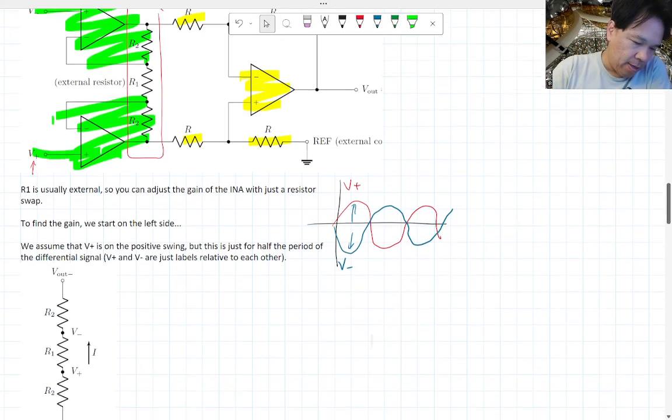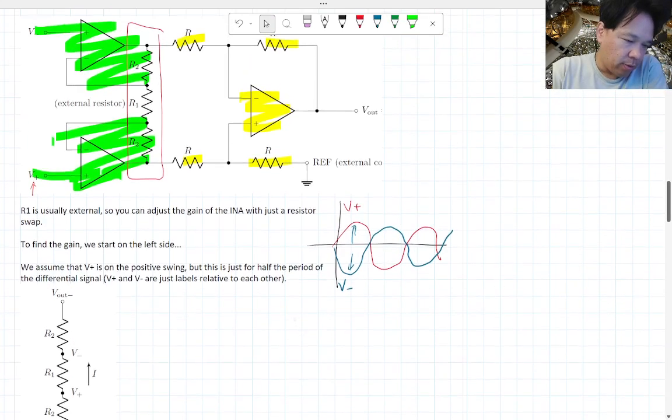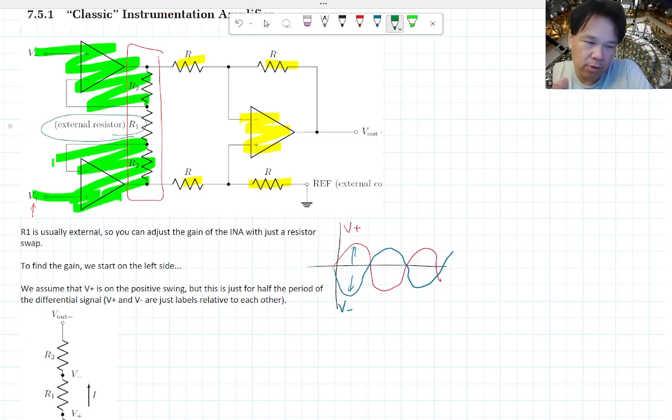All right. One thing I also want to mention is that this R1 here is usually an external resistor. We'll see how that's going to be useful, because it's going to allow us to adjust the gain of this instrumentation amplifier by only swapping that one resistor, without having to deal with any other components in there.